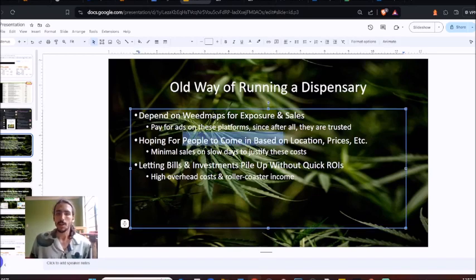Next up, dispensary owners typically have something that stands out, whether it be the location, a low price for one of their strains, and so on. They just hope for people to come in based on these small factors, when in reality there are many people who also have a great location and many others who also have great prices. And so you'll be stuck with a lot of slow days.